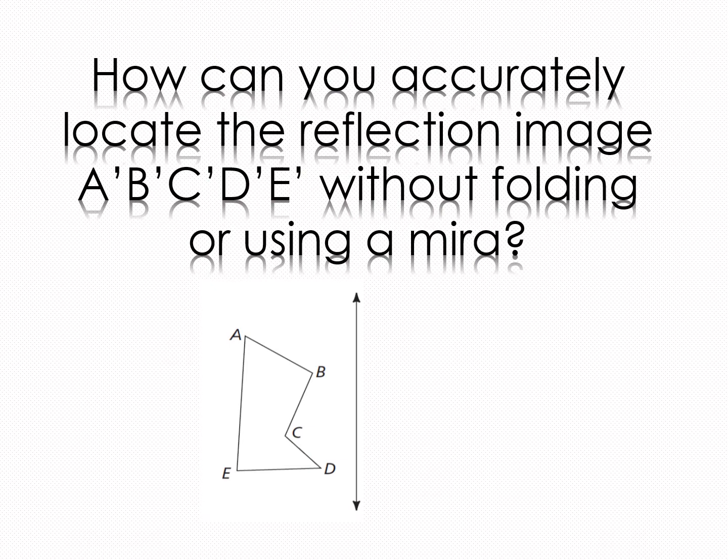Right. If we have A prime, B prime, C prime, D prime, E prime, and we connect the vertices, so if we connect A to A prime over here, that line will be perpendicular to our line of symmetry, which means 90 degrees.